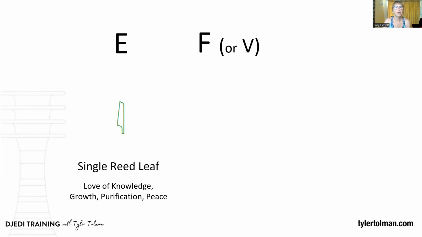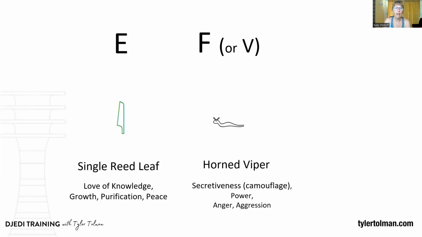Now, F or V, again, there's no V. They make quite a similar sound, or a sound, is represented by a viper, a horned viper, which is black. And this represents secretiveness. Horned vipers apparently are very good at camouflaging themselves. It represents power, anger, and aggression because a horned viper will strike out of nowhere very, very quickly. And they're a pretty dangerous snake.